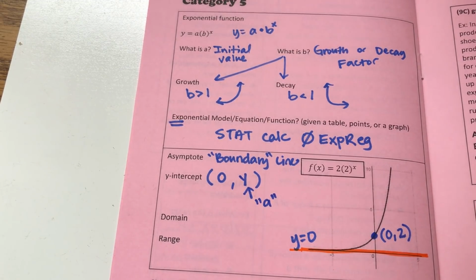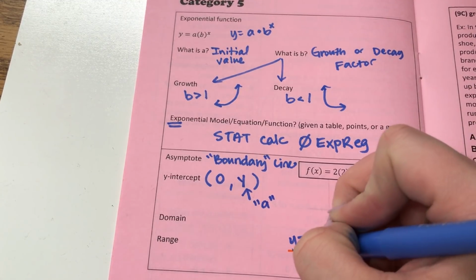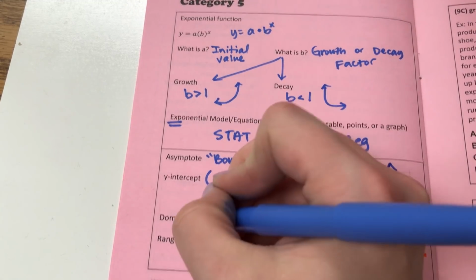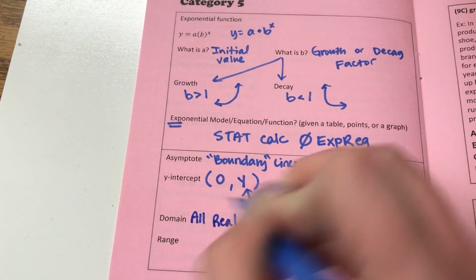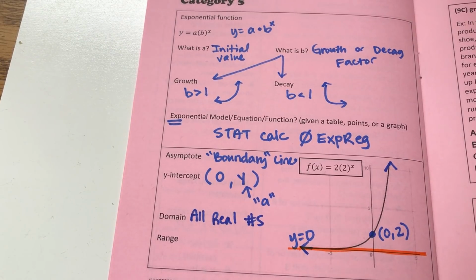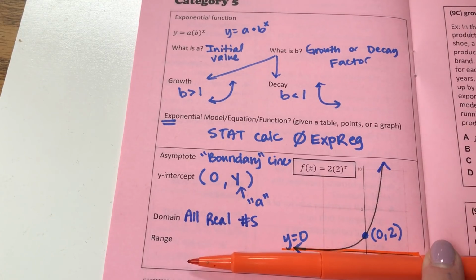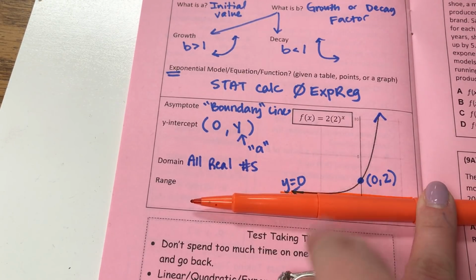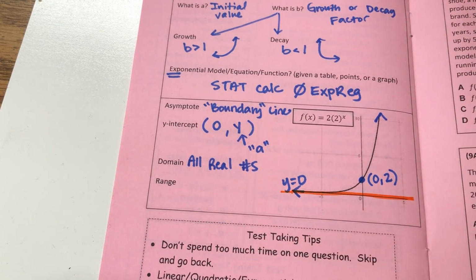All right, domain, if you're looking at a true function where it's going forever, right? That's where we get our all real numbers. The range, however, since we do have this invisible boundary line, it's never crossing over to the other side, so it's never going to get into these negative numbers. It's not all real numbers. It's all above our asymptote, and the asymptote was y equals 0.